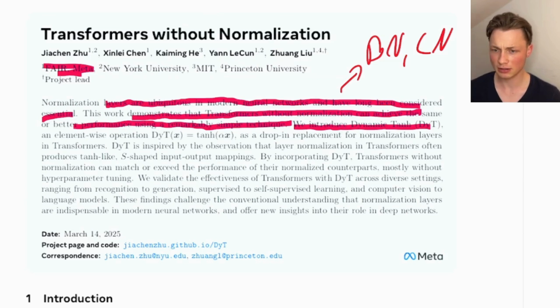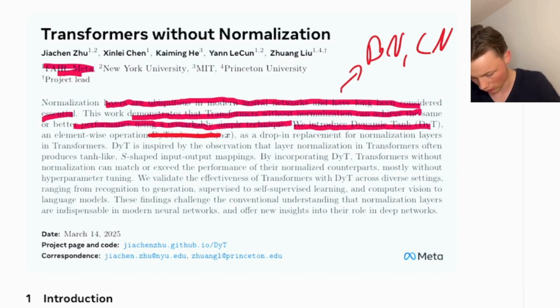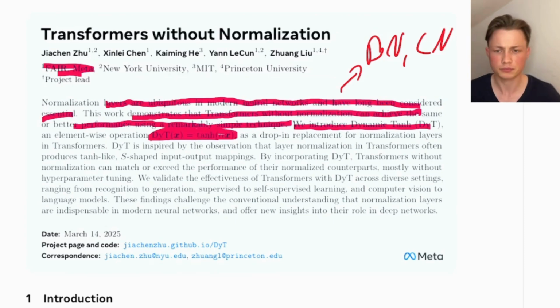And they say DyT is inspired by the observation that layer normalization in transformers often produces tanh-like S-shaped input-output mappings. So they had some observations, we will see it later in the figures, and this is why they argue that there's a way where we could replace the layer norm with this, a function like this, where the alpha is a learnable parameter.